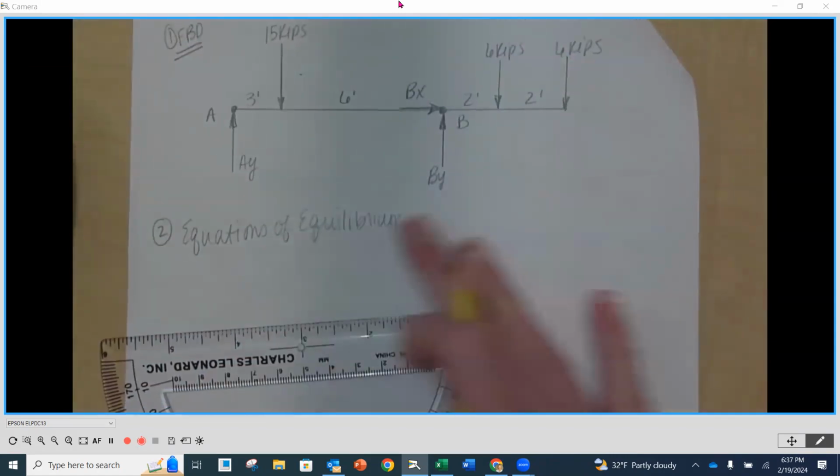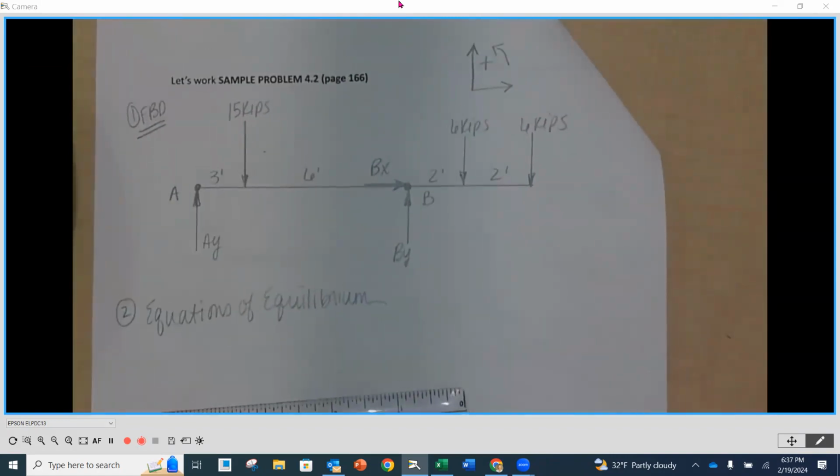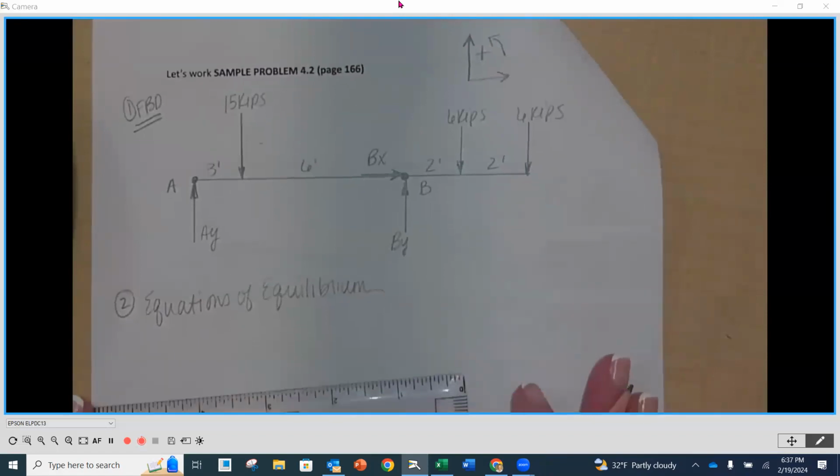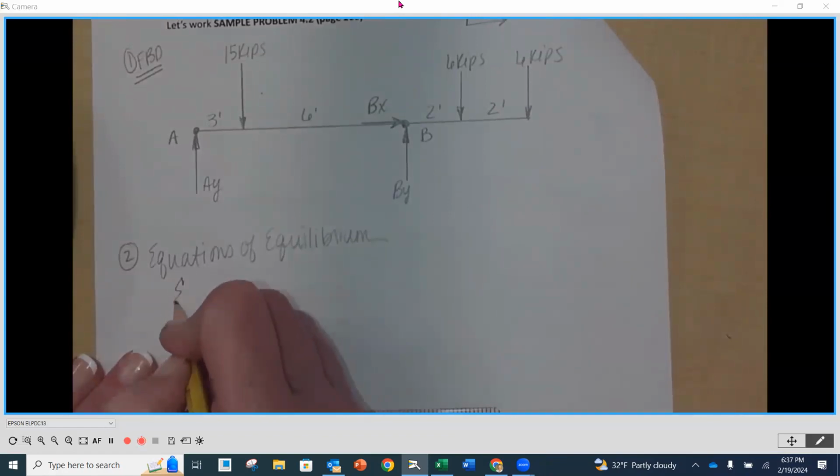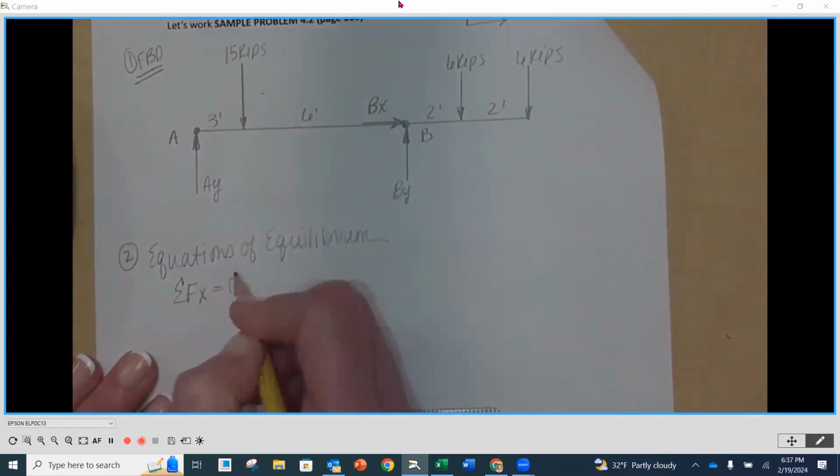Okay. So as we look here, where do we want to start? We have 3 of them. Sum of the forces in the X equals 0, sum of the forces in the Y equals 0, and sum of any moments are also going to equal 0. Let's do X, Josh says. Okay, let's do X. So we're going to sum our forces in the X direction equal to 0.